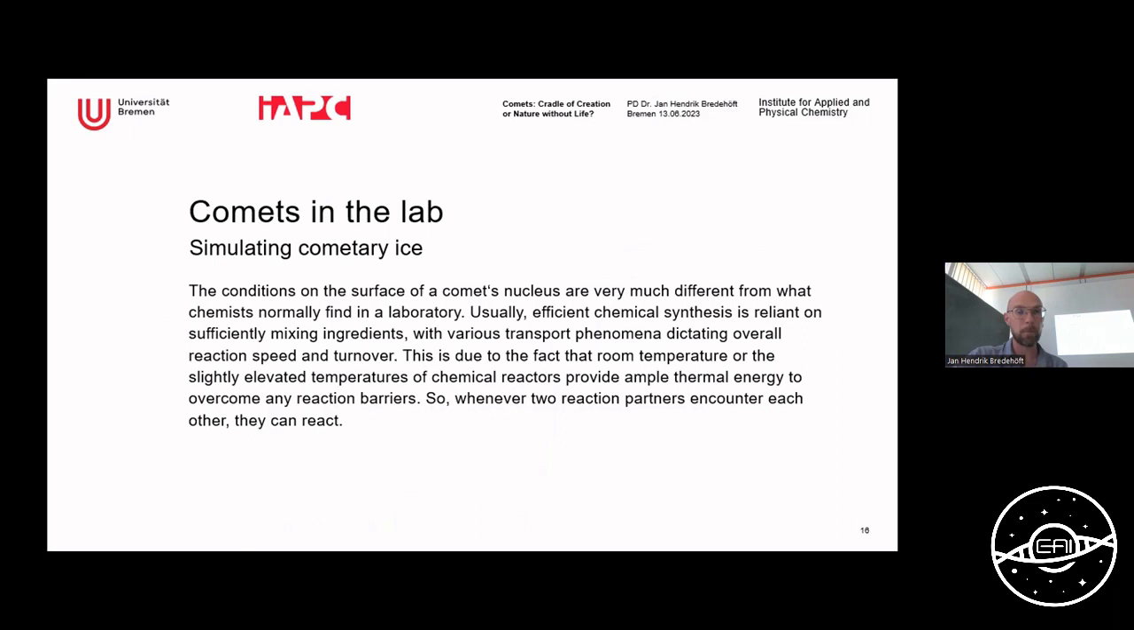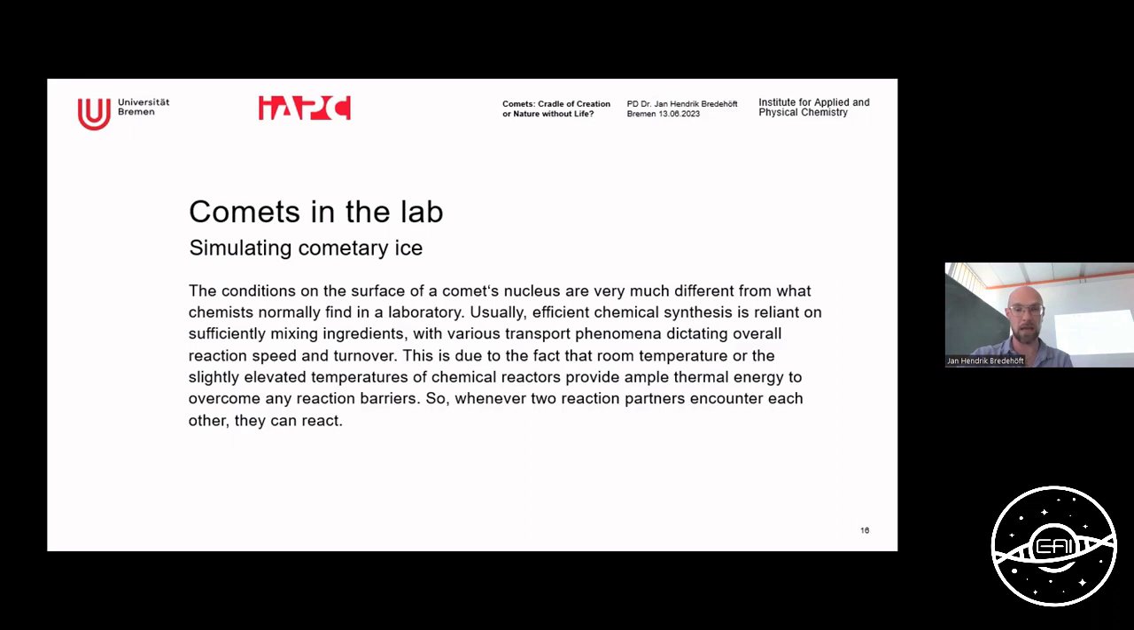And this looks somewhat different from your standard issue chemistry lab, because the chemistry really occurs in an environment that is very different from what we normally have in chemical synthesis. Usually, efficient chemical synthesis relies on sufficiently mixing ingredients, and the reaction speed and turnover of a reaction is very often dictated by various transport phenomena, meaning that if two reaction partners can actually find each other, they will readily react, and the speed of the reaction is determined by the speed of partners finding each other. This is due to the fact that room temperature, or the slightly elevated temperatures of chemical reactors, provide ample thermal energy to overcome any reaction barriers. So whenever two reaction partners encounter each other, there will be enough energy for them to react.